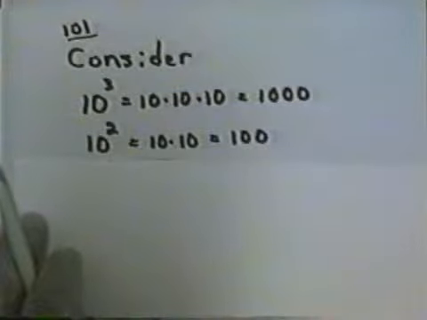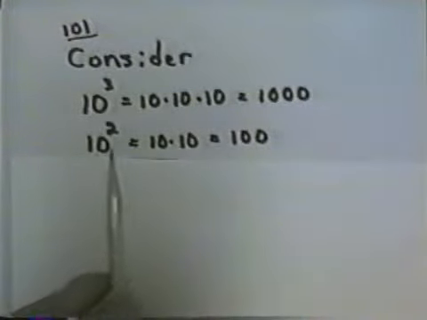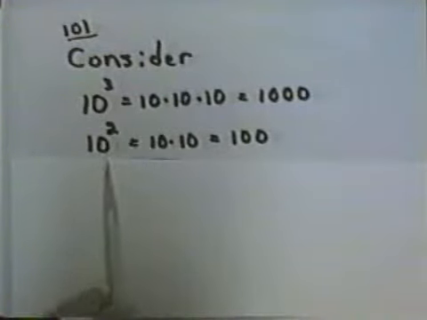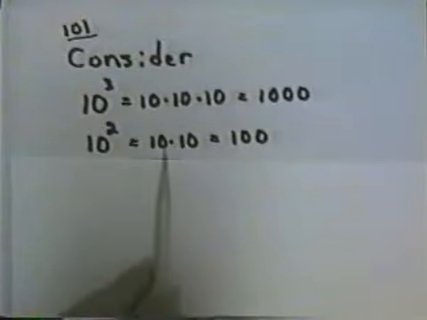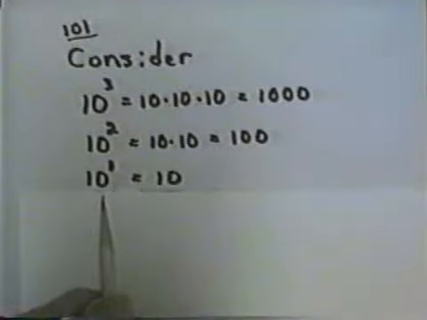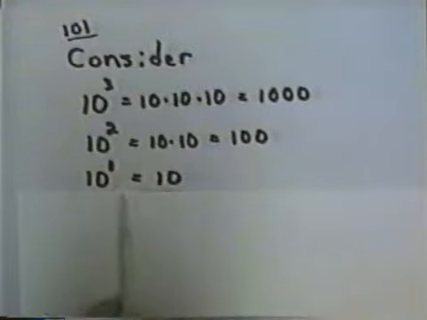Now let's look at 10 squared. 10 squared then would be 10 times 10. Exponent 2 tells me to use the base as a factor 2 times. 10 times 10 is 100. Now with 10 to the 1st, exponent 1 tells me to use the base as a factor 1 time. So 10 to the 1st power is simply 10.